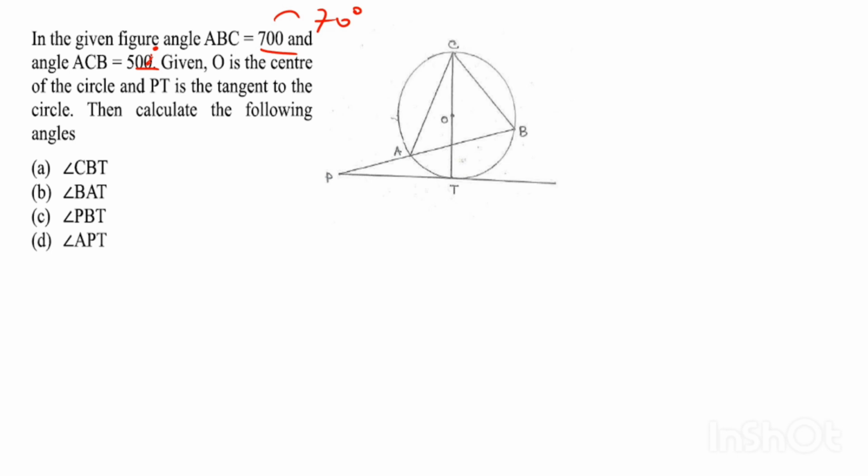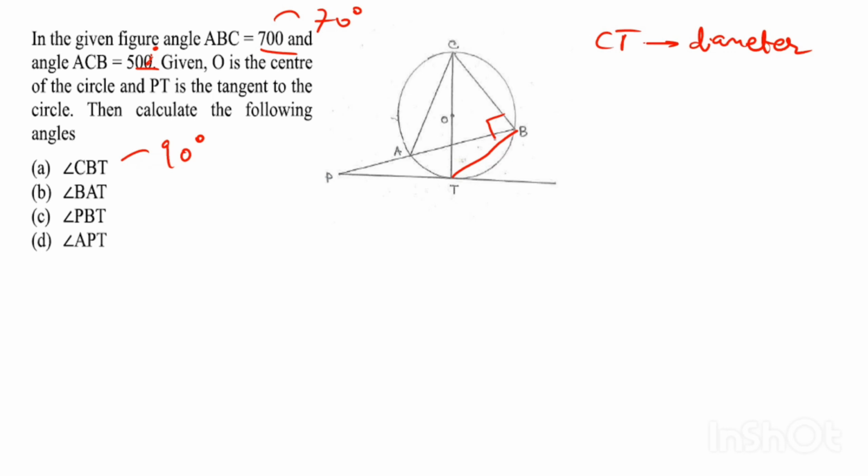Okay. O is the center. Line CT is passing. So CT is what? Diameter. We need to find the value of CBT. Let's join BT. So the angle subtended by the diameter is how much? 90 degree. Orally, you are able to solve the first question.